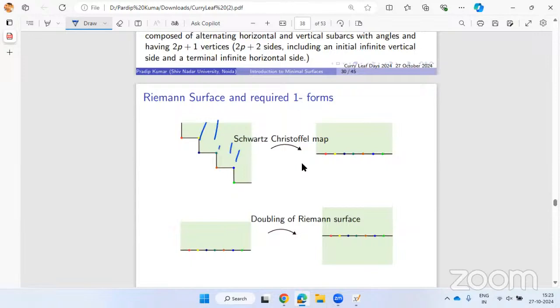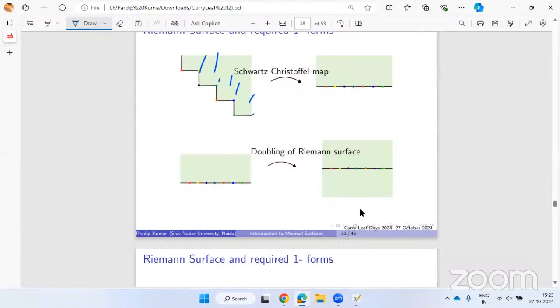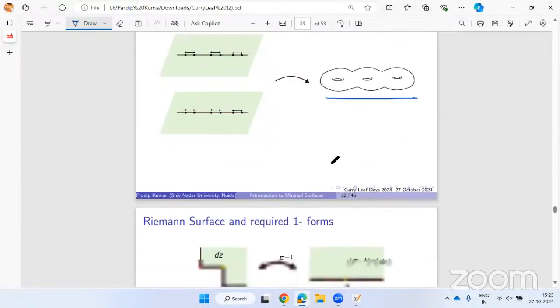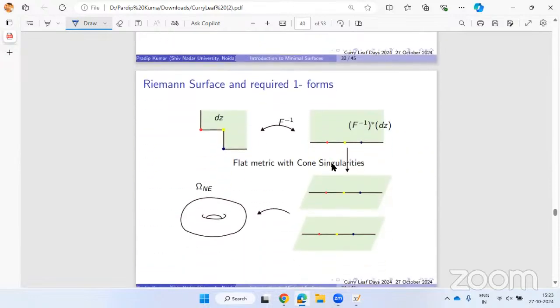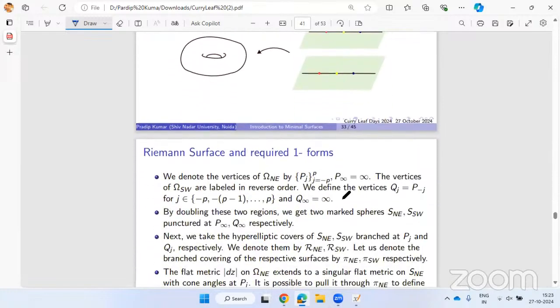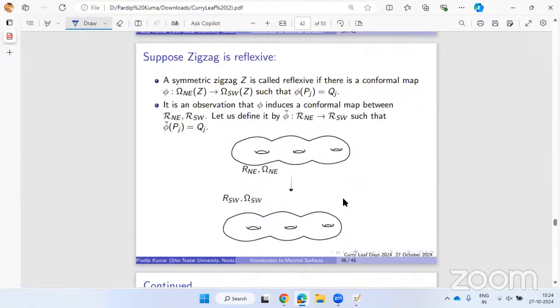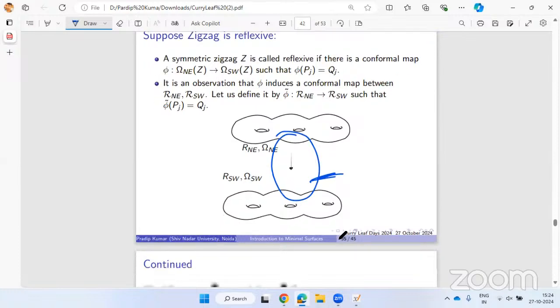For that, how one can get a Riemann surface, and then after the Riemann surface how can one get a required one-form, and then with the required one-form you will get a flat metric with cone singularities, and then how do those cone singularities help us find the minimal immersions, classical Teichmüller space theory, and then how can you get the conformal map, and all those things are here.